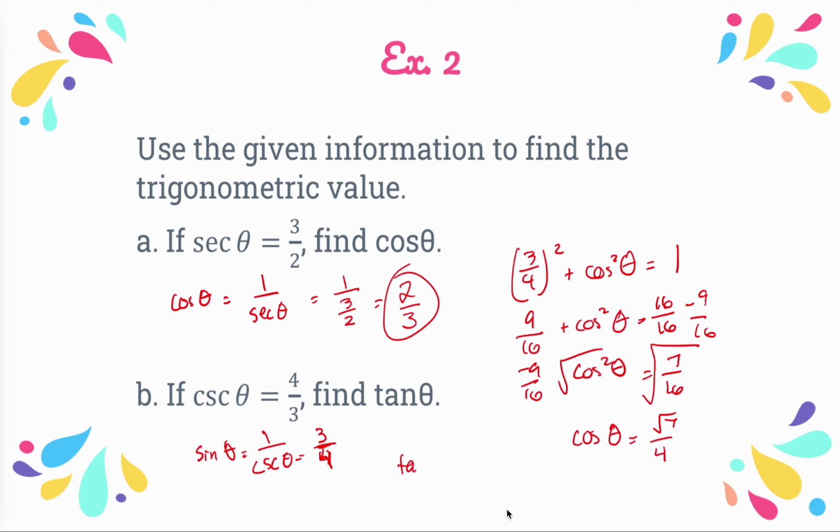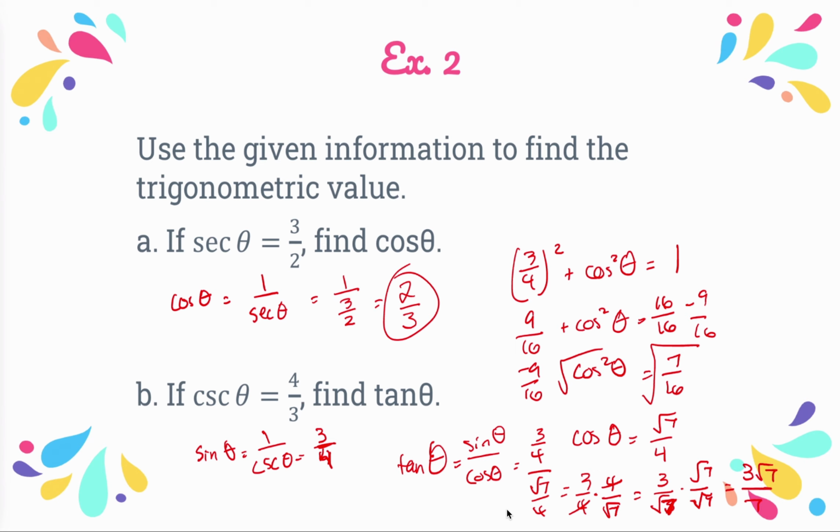So then tangent theta is sine theta over cosine theta, which would be 3/4 over the square root of 7 over 4. And if we flip that, our 4's cancel out, and that's 3 over the square root of 7. And we rationalize that denominator and get 3 square root 7 over 7.